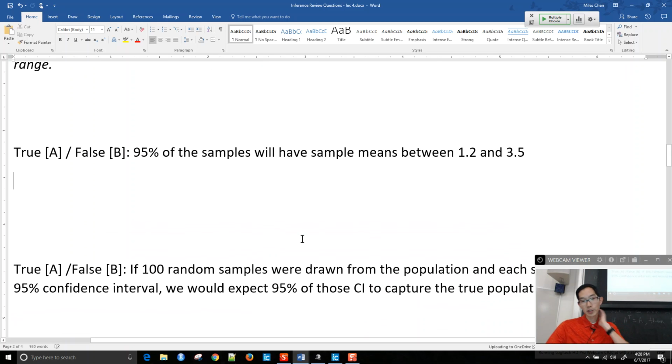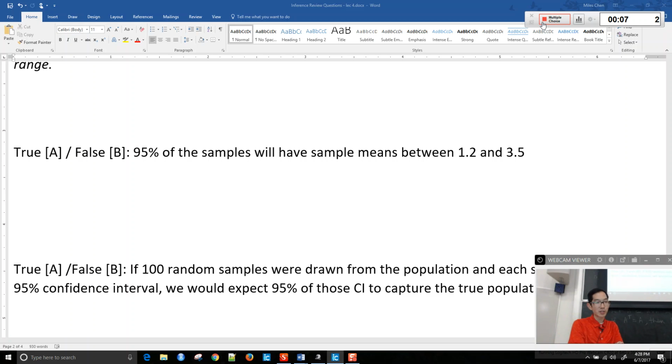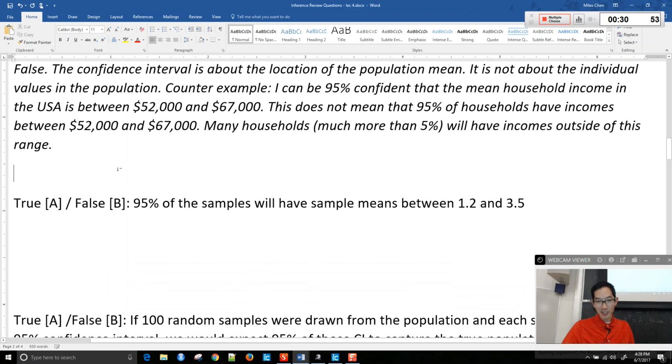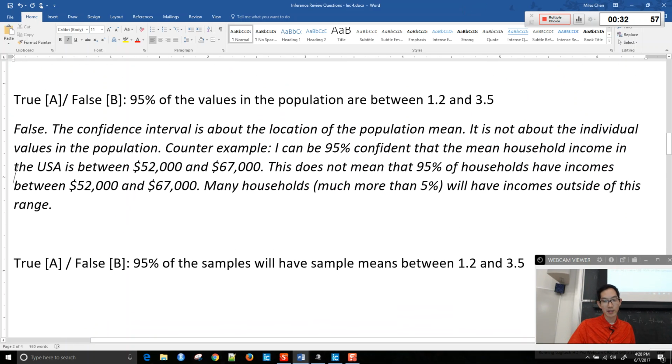Okay, what about this one? 95% of the samples will have sample means between 1.2 and 3.5. Yeah, this is also a clicker question. This is today's clicker fiesta.